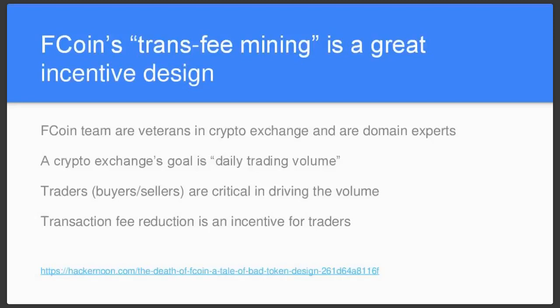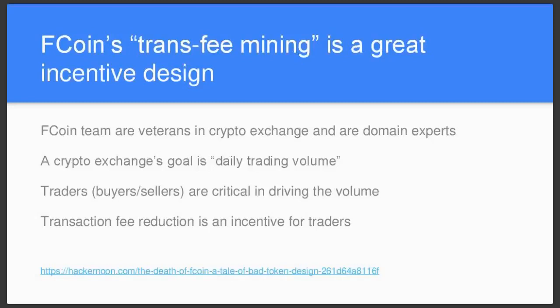Because they have a deep understanding of the business as well as their product, they could identify the goals or the metrics they evaluate themselves by for a crypto exchange. If you talk to people who are working in an exchange, they always tell you the only metric, the top metric, they care about is the daily trading volume. So once you know what the goal is, you figure out who are the drivers that could drive the daily trading volume. Then you recognize it is actually the traders.